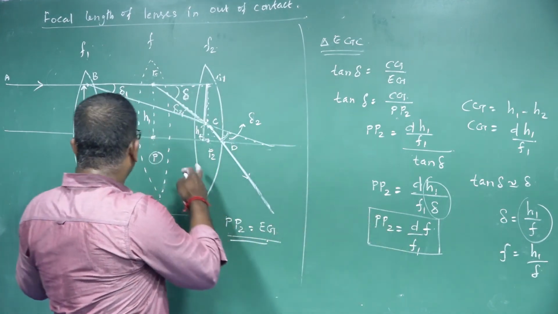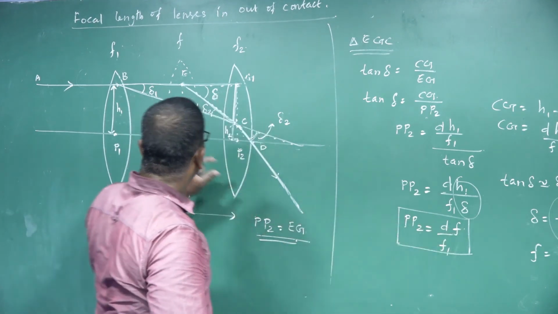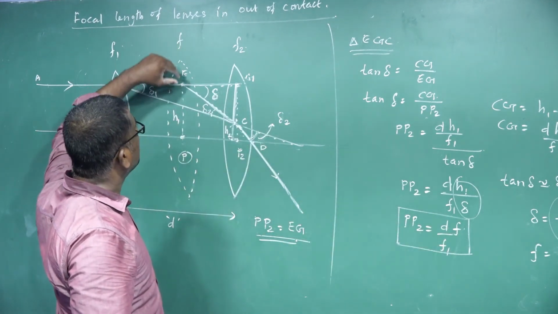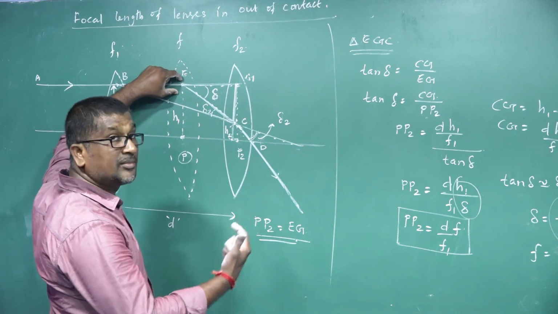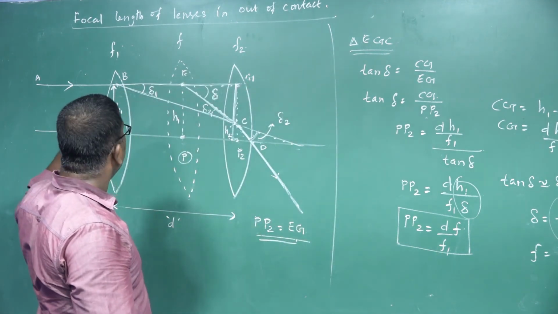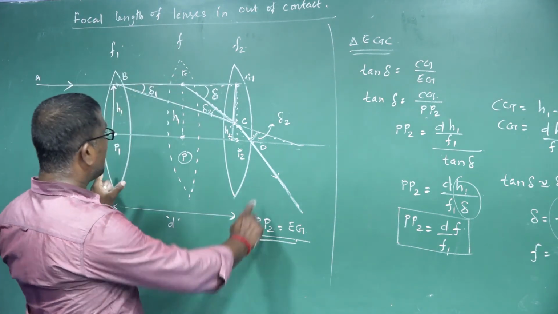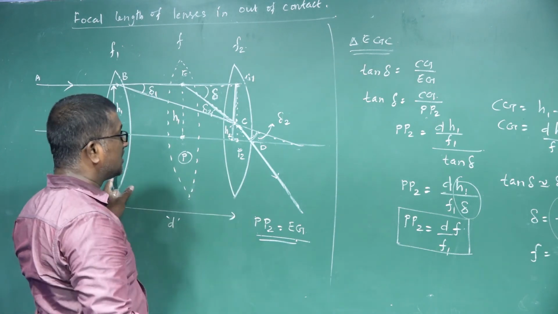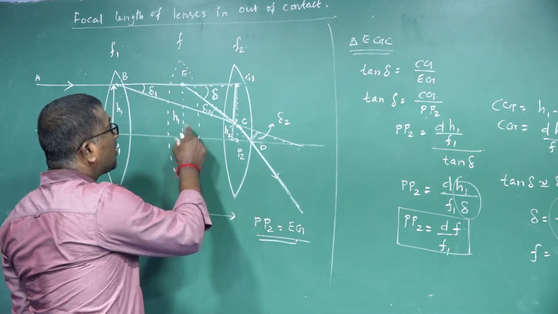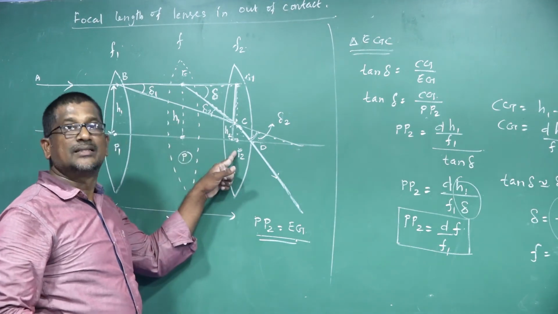What is D? The total distance between the first lens and the second lens. F is the effective focal length of the new lens, or the focal length of the new lens. And F1 is the focal length of the first lens. If you know the focal length of the first lens, the focal length of the new lens, and the separation between the two thin lenses, we can calculate the position of the new lens from the second lens.